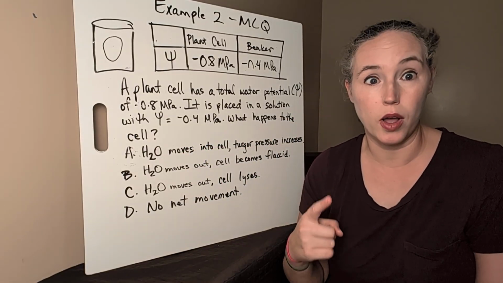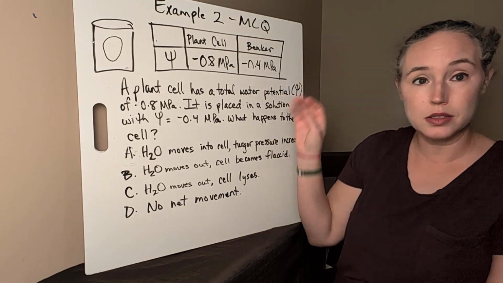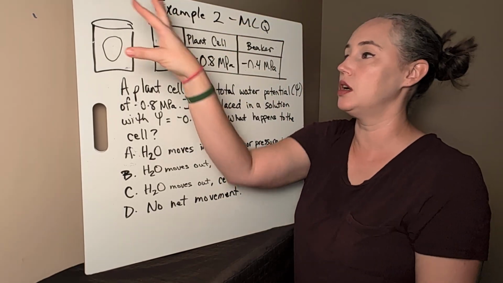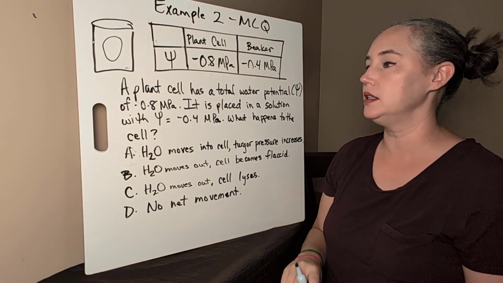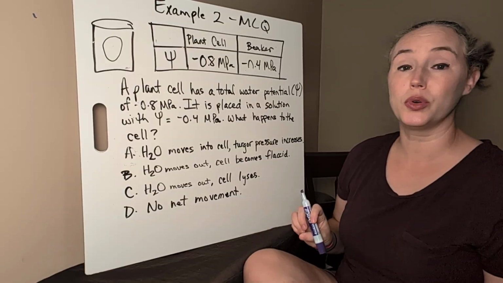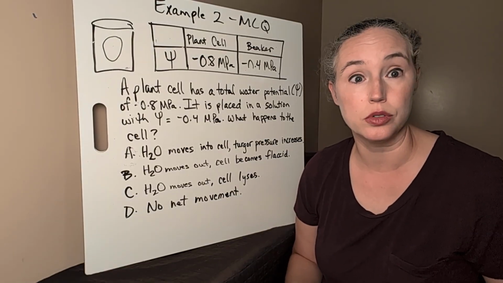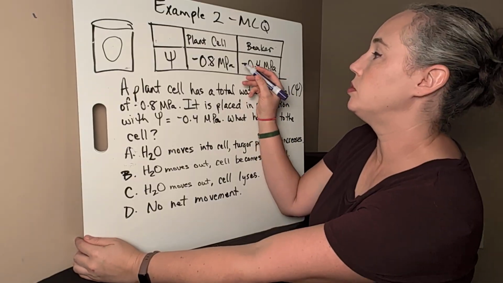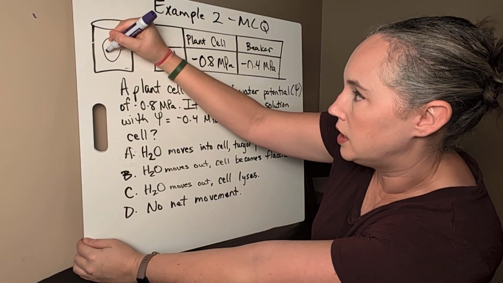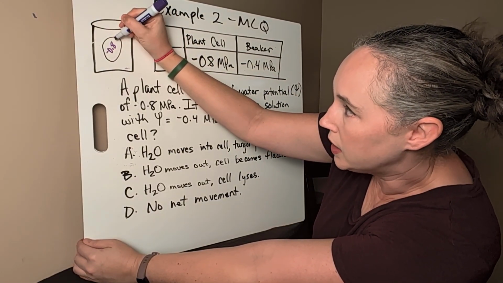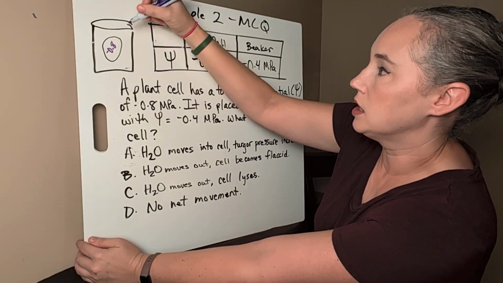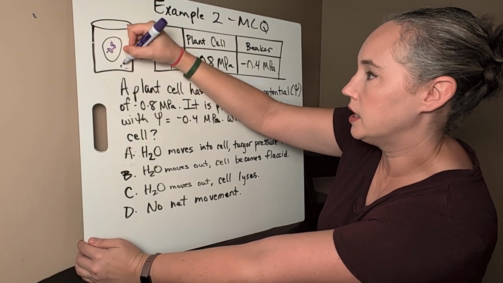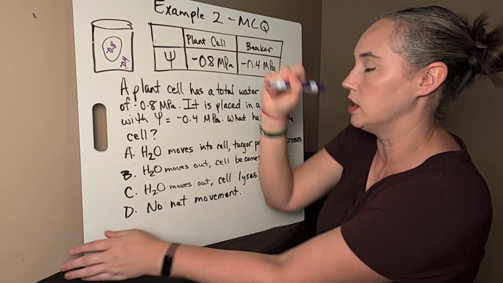So, step 1, turn words into a picture. So I went ahead and set up the drawing. And what's great, this one already gives us water potential, so we don't have to be thinking too much. But we need to label. So our plant cell is negative 0.8. And then our beaker is negative 0.4.